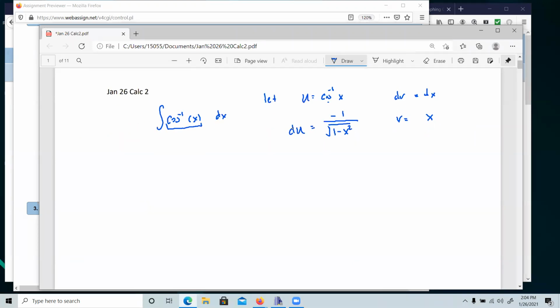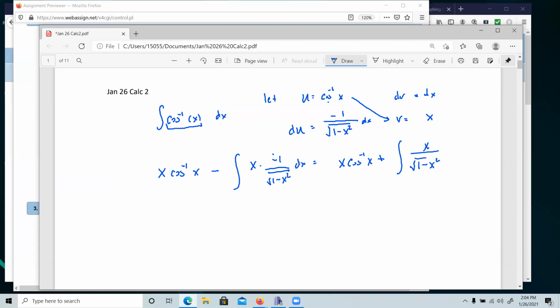So let's go ahead and set this thing up. This is going to be uv, so that's x cosine inverse x, minus the integral of v times du. Negative times negative, we get a positive. So we end up with x cosine inverse x plus the integral of x over the square root of 1 minus x squared dx. This is not so bad of a problem.